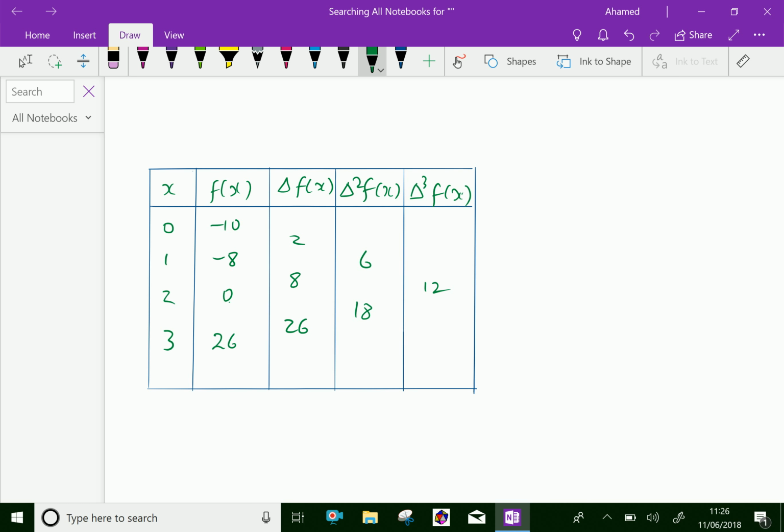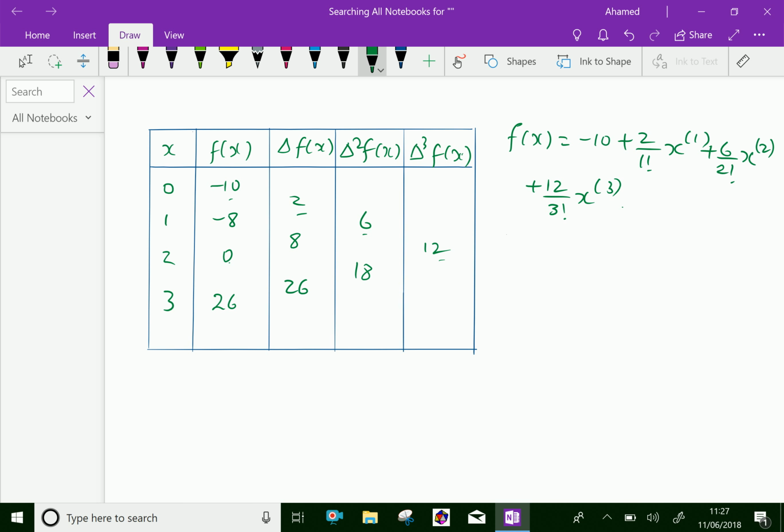Now, here f of 0 is minus 10, delta f of 0 is 2, delta square f of 0 is 6, and delta cube f of 0 is 12. Now, therefore, you can substitute the values in f of x, that is f of x equal minus 10 plus 2 over 1 factorial into x power 1 plus 6 over 2 factorial x power 2 plus 12 over 3 factorial x power 3.